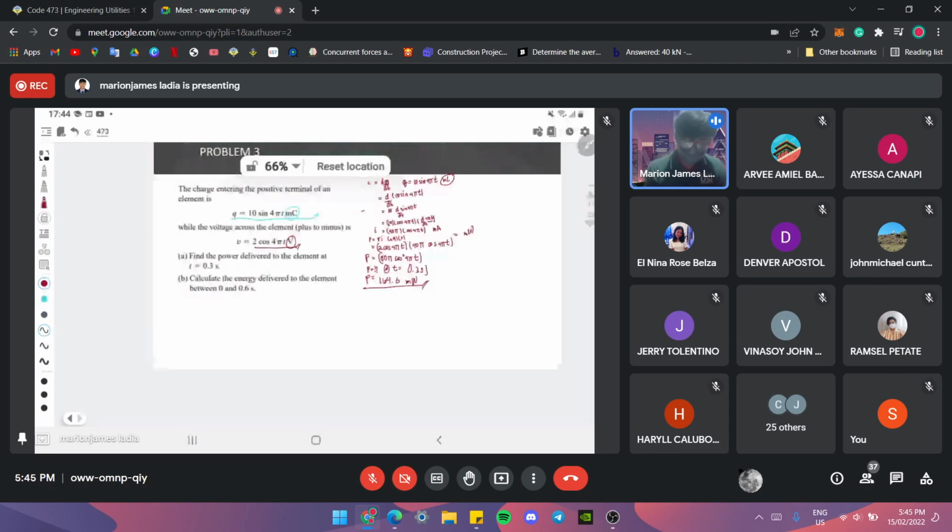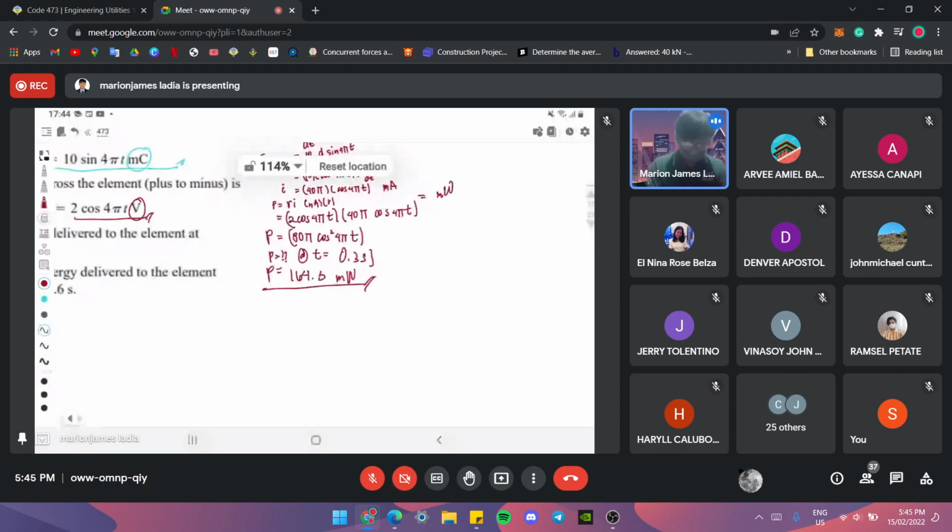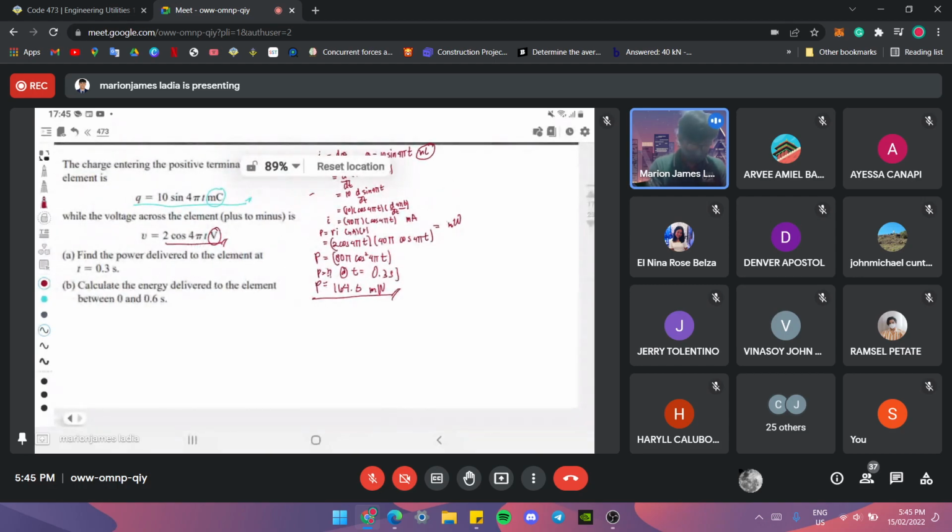Next is calculate our energy. Pwede ba natin i-calculate ang ating energy gamit ang ating calculator? Actually, pwede. Titignan ko kung pwede sa calculator to. So, cosine 4 shift pi, alpha x, from 0 to 0.6. Try lang natin, no?